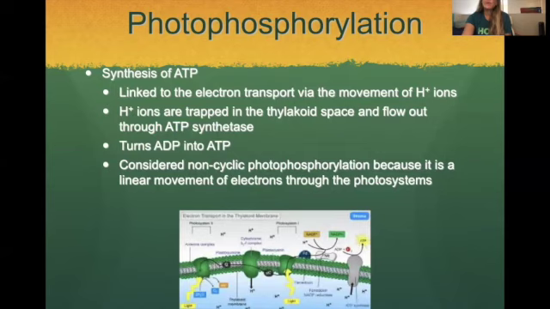So photophosphorylation, I said it in the earlier part of the lecture, it's a big scary word, and IB likes to use the big scary words, but photo means light and phosphorylation means adding phosphorus or phosphate. And so this is the making of ATP using light. So it's linked to the electron transport via the movement of the hydrogen ions. The hydrogen ions are trapped in the thylakoid space and they flow out through ATP synthase. This is like a turbine in a dam. And as this turbine spins, it produces ATP. So it's going to turn the ADP into ATP, and it's considered non-cyclic photophosphorylation because it's a linear movement.